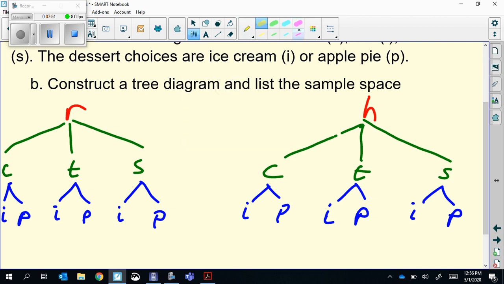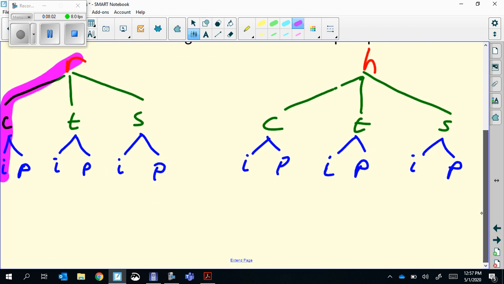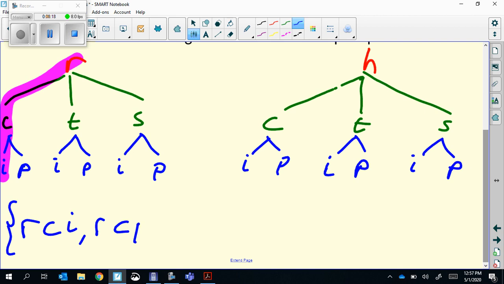I'll use a highlighter to show you here. To figure out your sample space, you just follow each path. So we have RCI is our first one. So that's roast beef, coffee, ice cream. And then we follow that down the other branch, RCP, roast beef, coffee, and pie. And then we do our next branch, which should be roast beef, tea, and ice cream, or roast beef, tea, and pie.